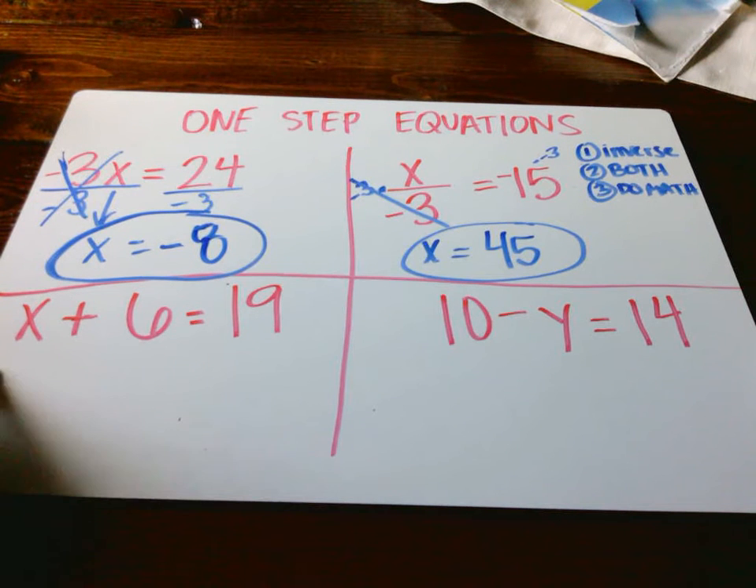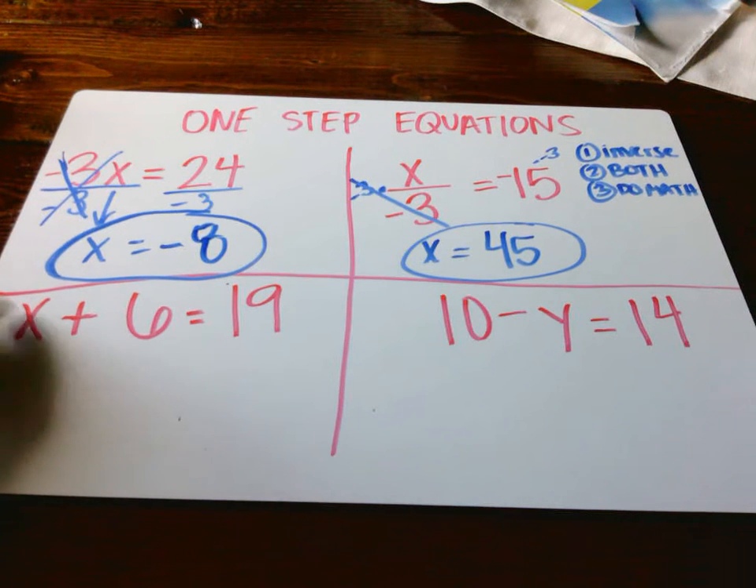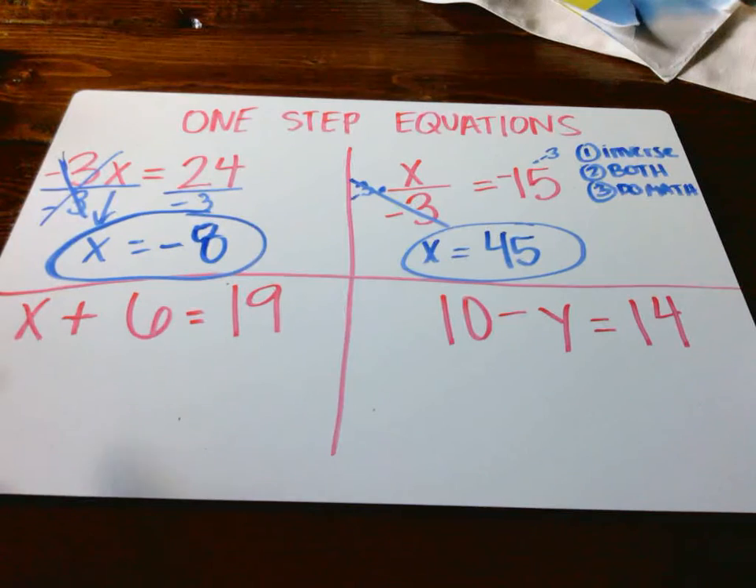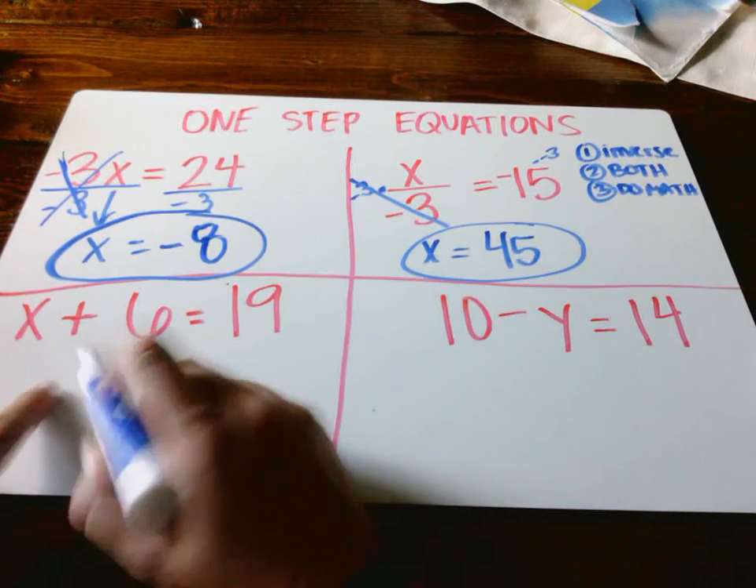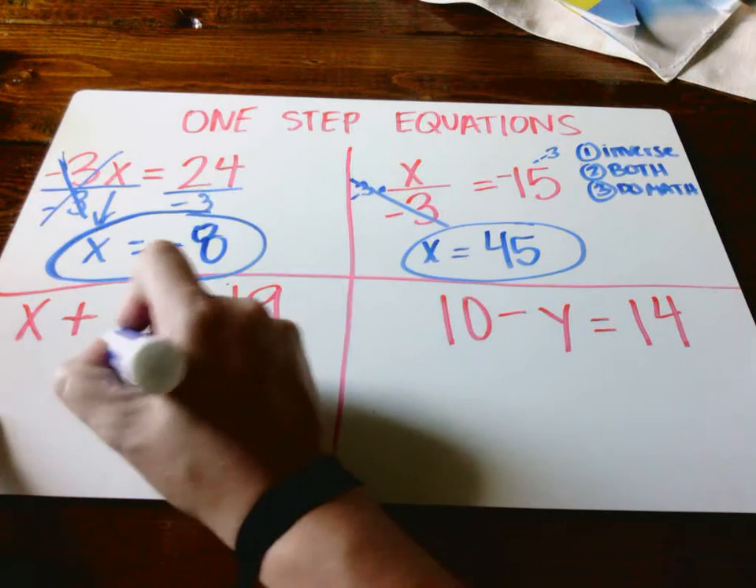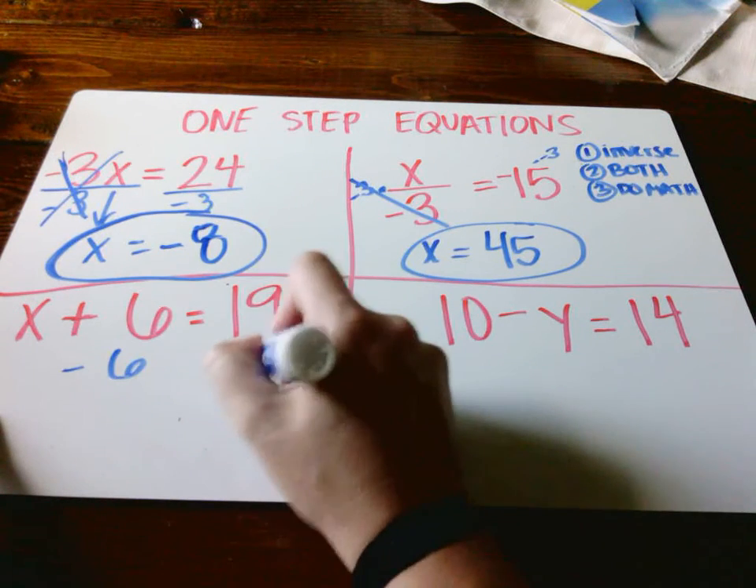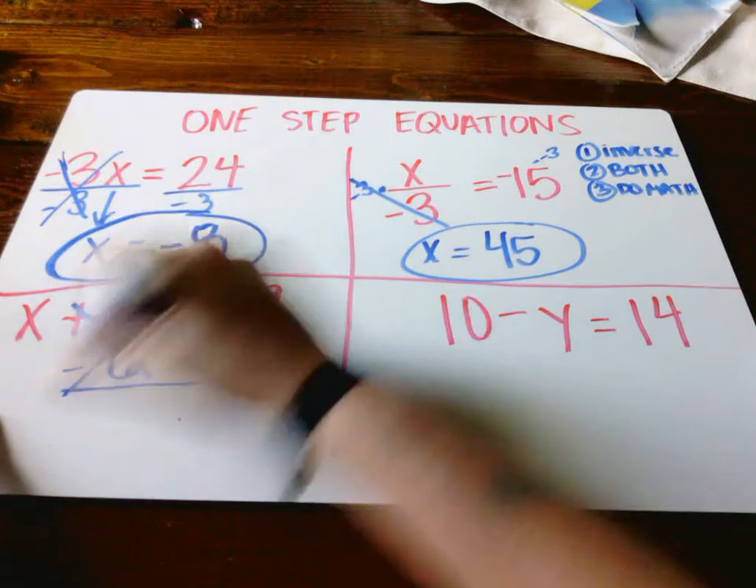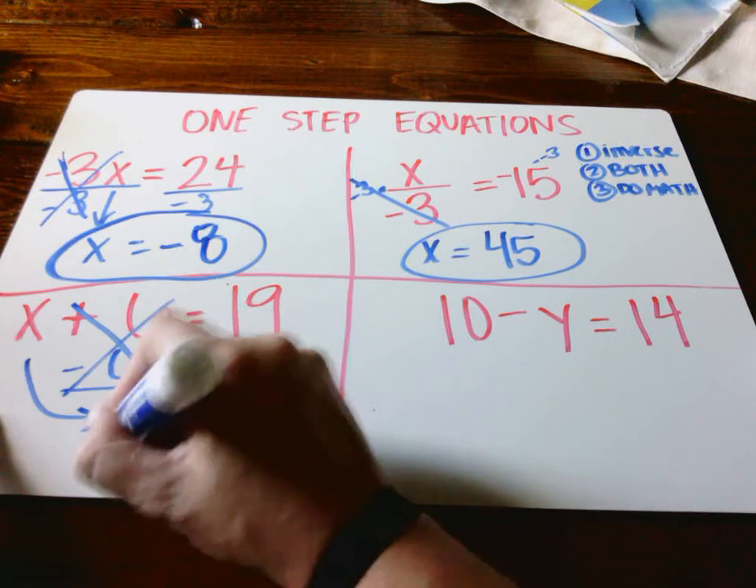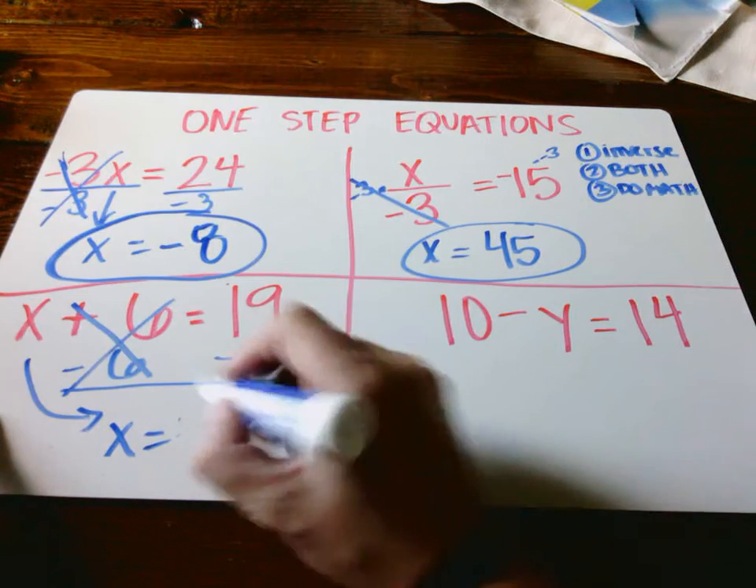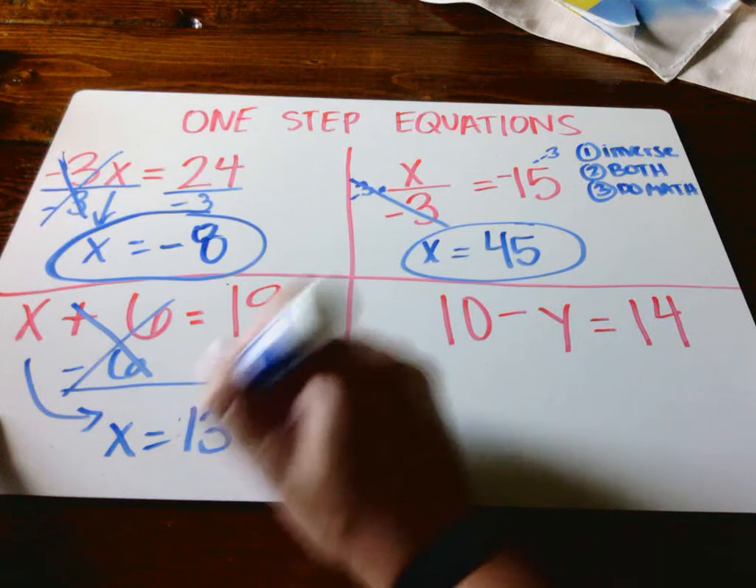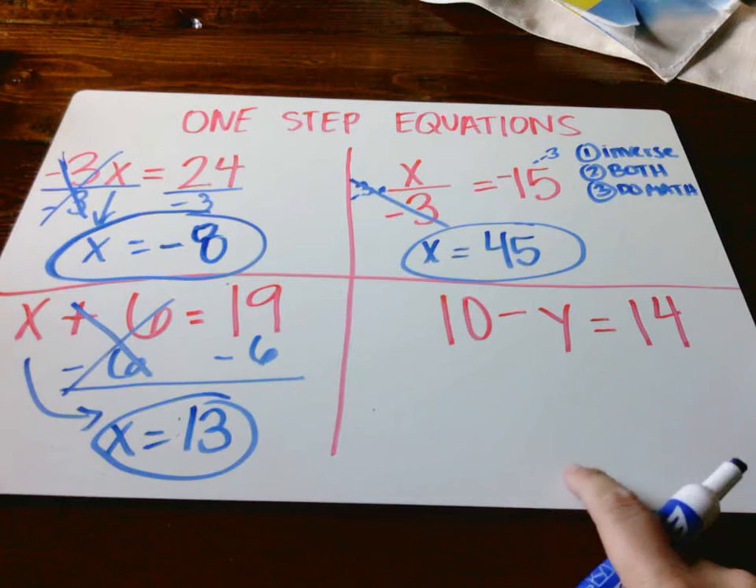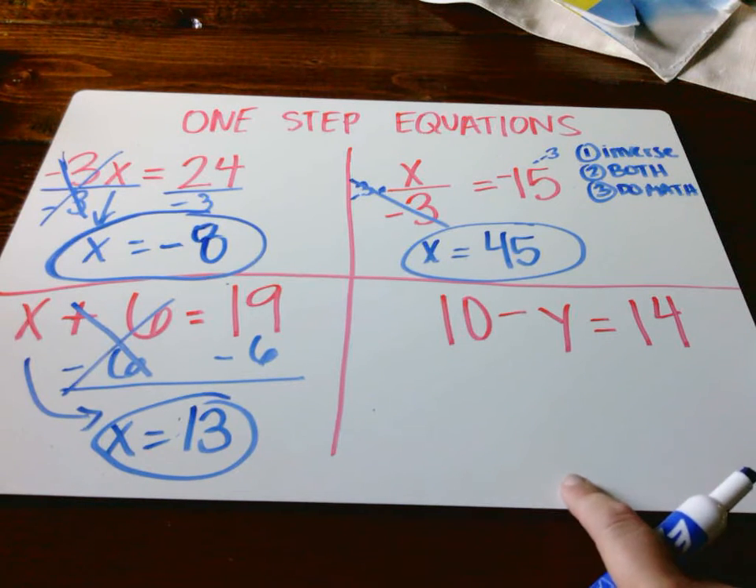Okay, now let's look at this one. x plus 6 equals 19. So again, I start on the side with my x, and I look at my step 1, which is inverse operation. Right now, my 6 is being added, so I need to do the inverse, which is subtract. I subtract 6 on both sides, get rid of that, bring down my x, so it's x equals 19 minus 6, which is 13.